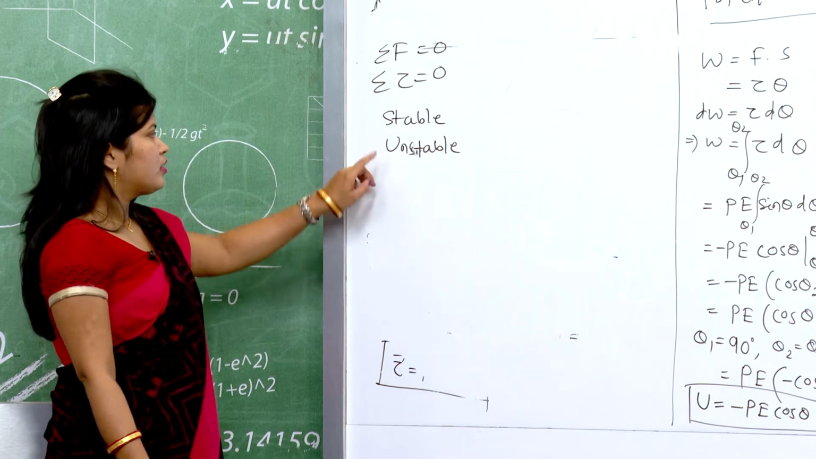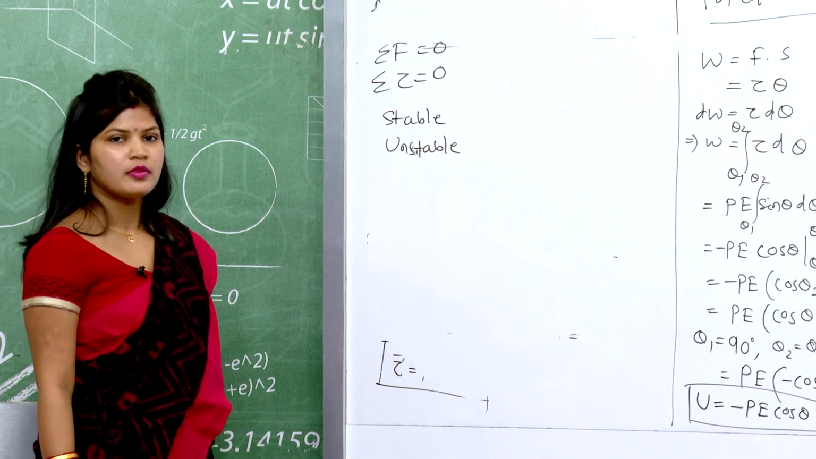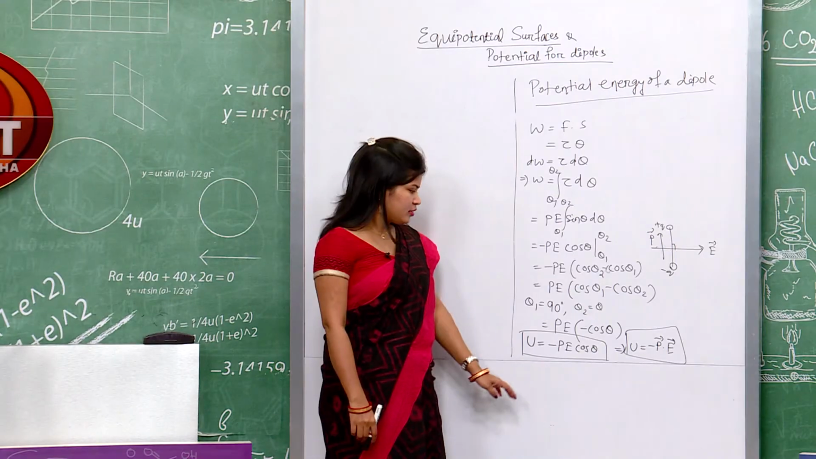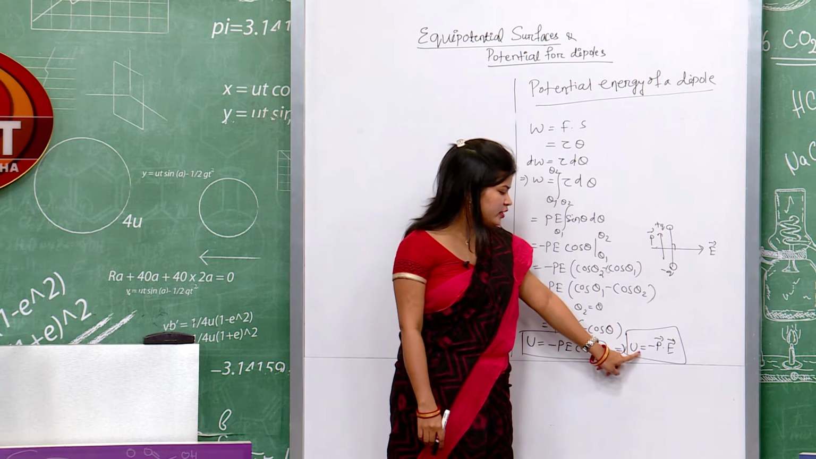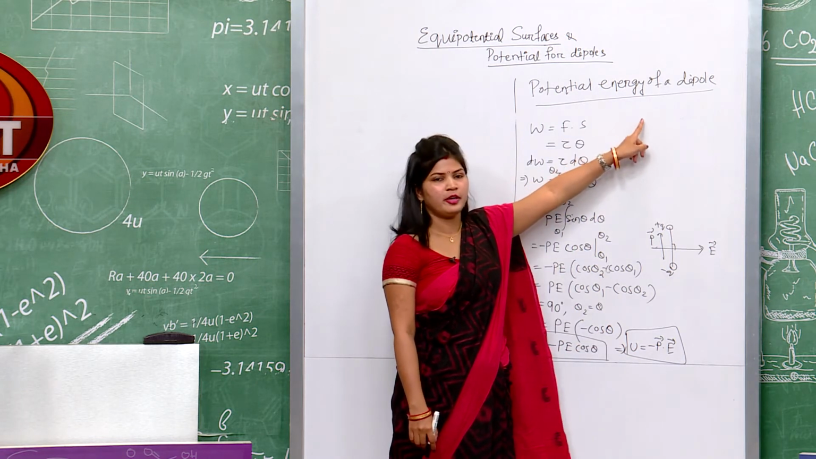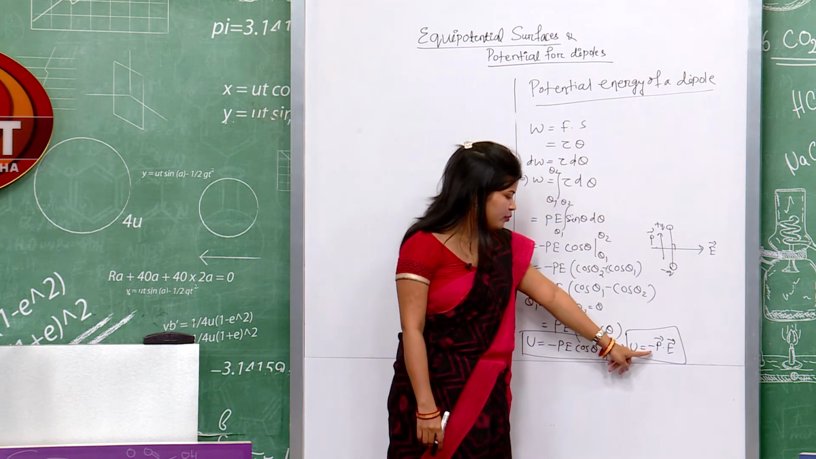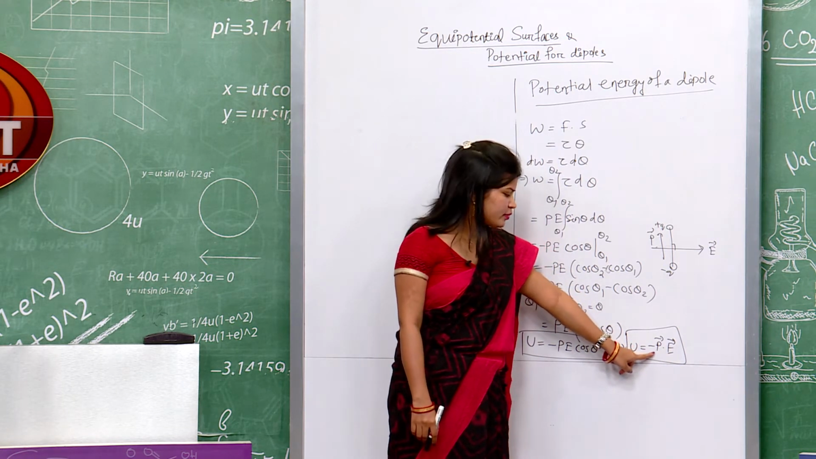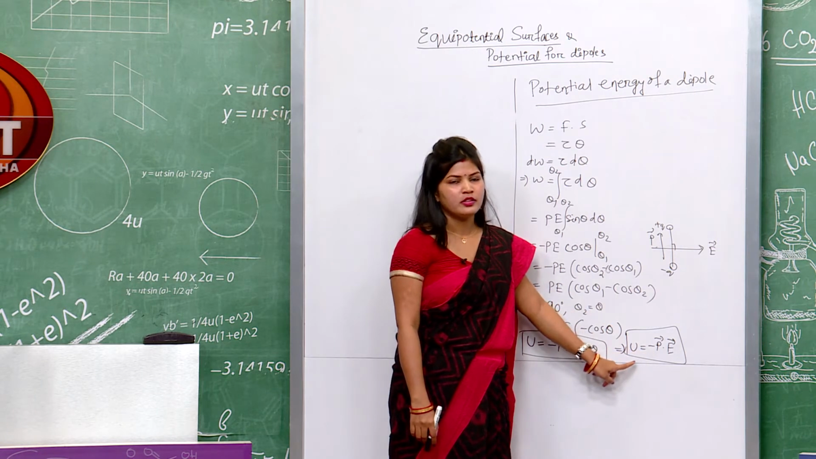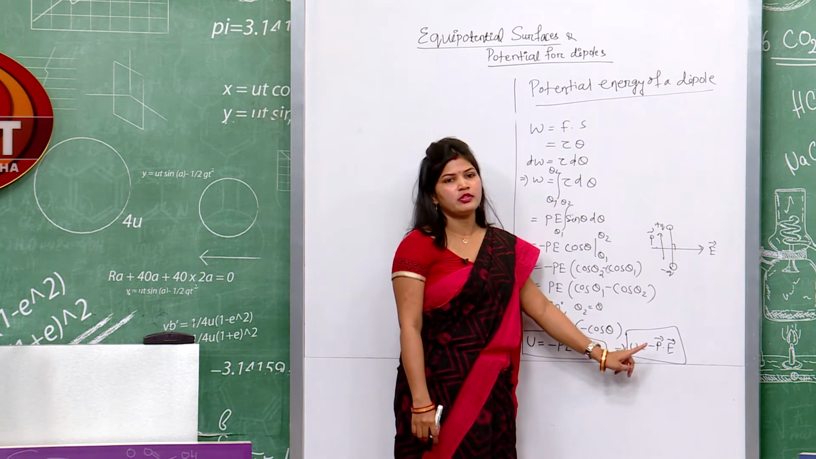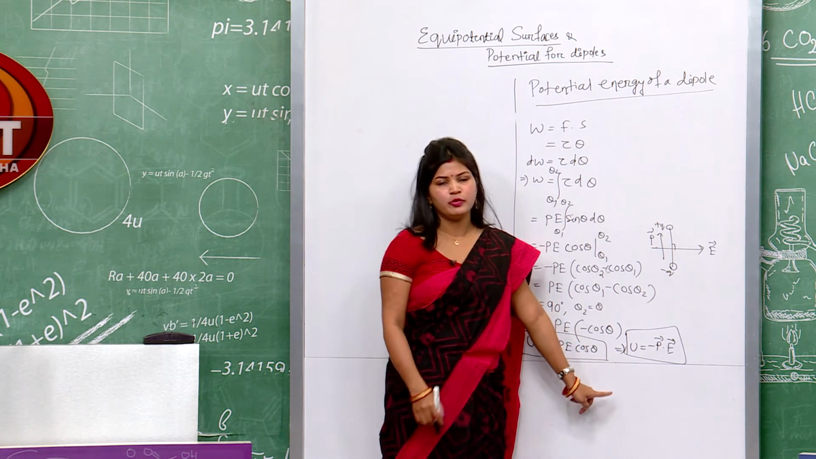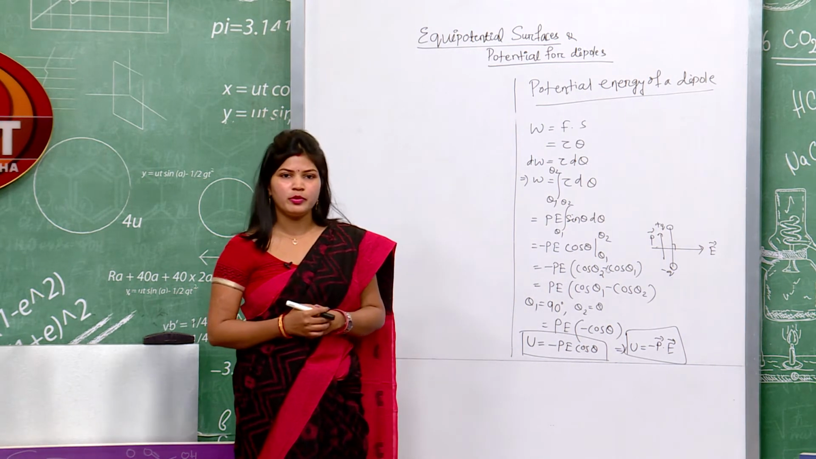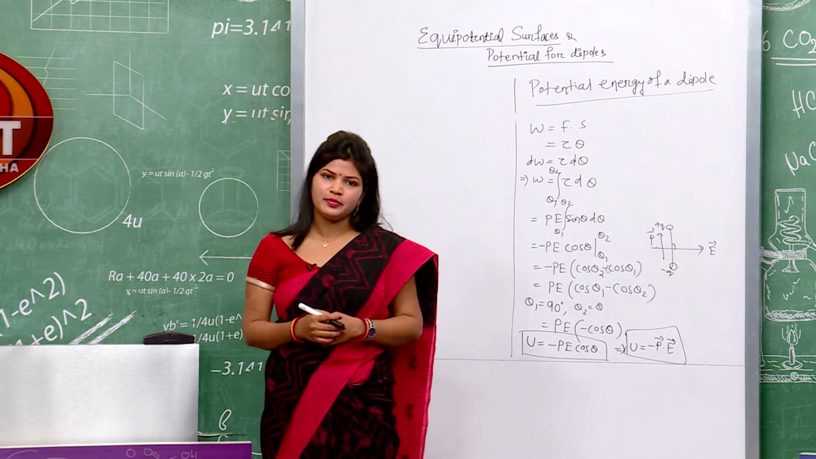What is stable equilibrium? This is the expression of potential energy of a dipole, that is U is equal to minus P dot E. Then we will discuss the different positions where the energy will be minimum and where the energy will be maximum, and we will also discuss the equilibrium positions, that is stable equilibrium and unstable equilibrium.